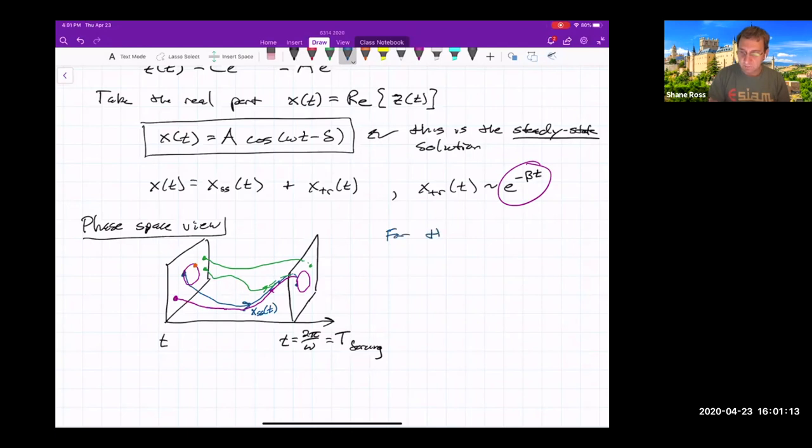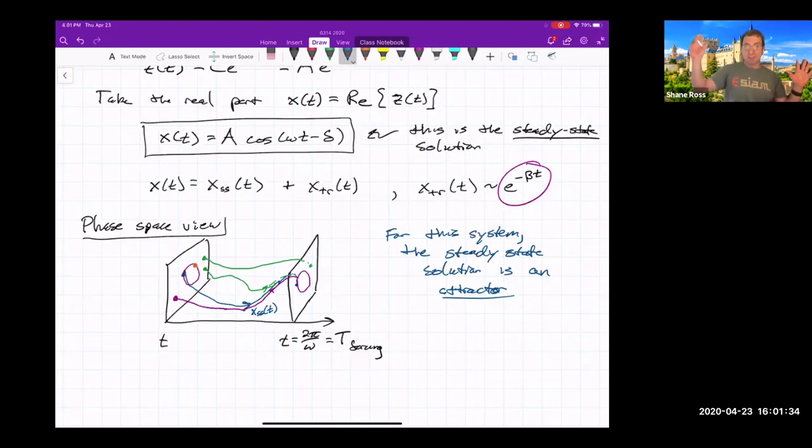So for this system, the steady state solution is an attractor. In fact, because it attracts all initial conditions, we call it a global attractor. You could also have situations where a certain response is just a local attractor, so it doesn't attract globally, meaning every initial condition. So that's what things look like in terms of the phase space view.